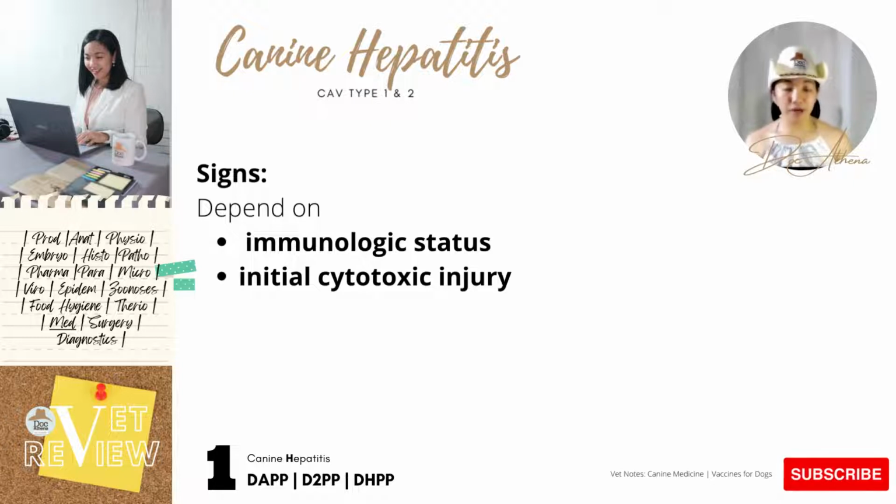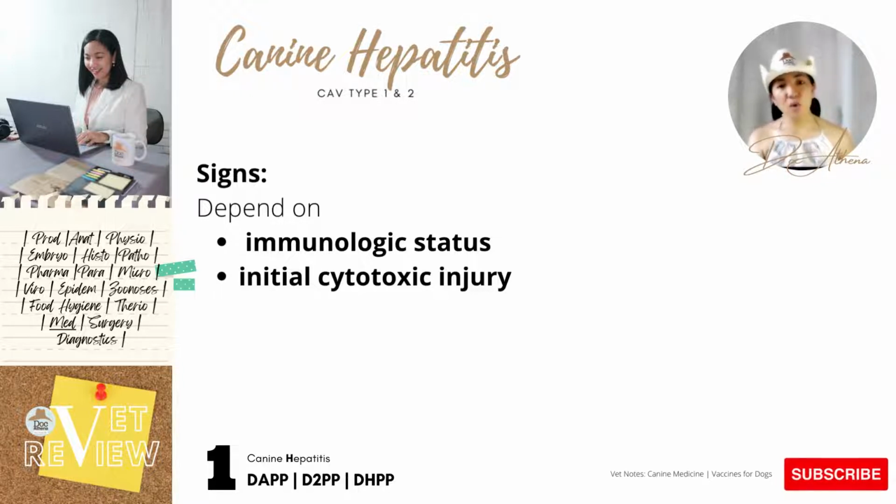Because if you remember, I mentioned that after replication in the macrophages, it could invade other nearby hepatocytes, okay? So the destruction in that process would make the difference in the signs that we could observe. For example, we could observe signs from slight fever to sudden death. All right. So it has a very wide range of clinical signs.